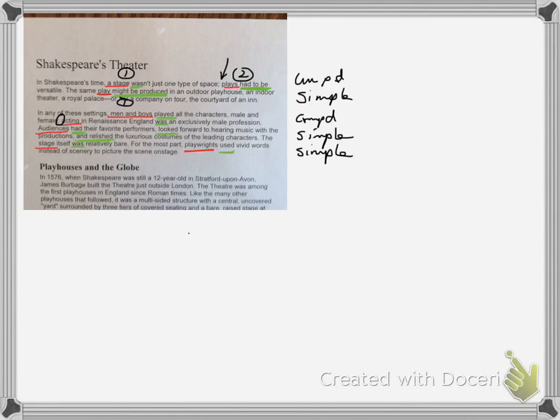Finally, it says, for the most part, playwrights used vivid words instead of scenery to picture the scene on stage. One subject, playwrights. One verb, used. We have this comma here, but it's for another reason. There's no comma needed to join. There's only one independent clause. You need a period at the end. By the way, notice the spelling of the word playwrights. That's commonly misspelled. So the last sentence is also simple.